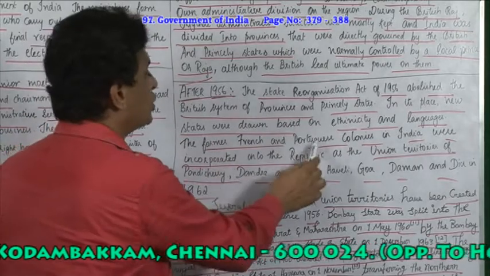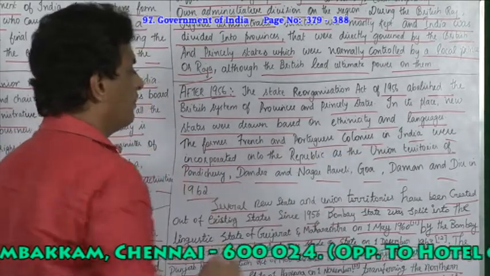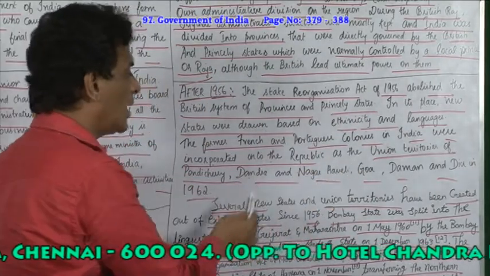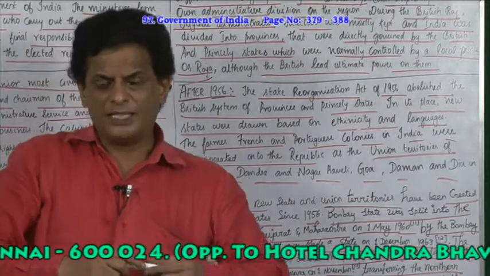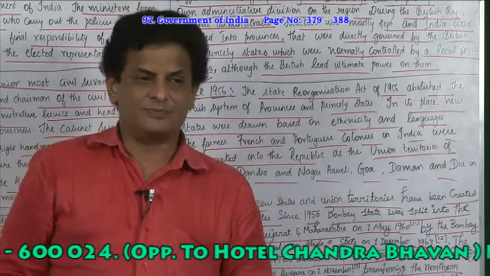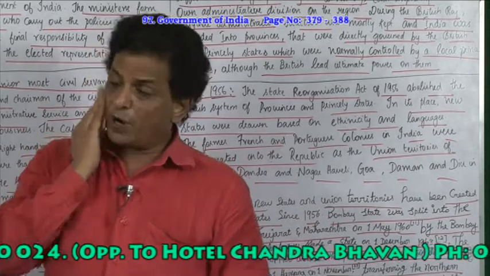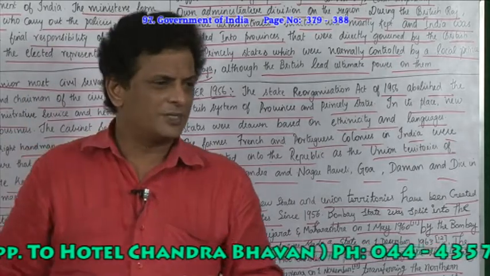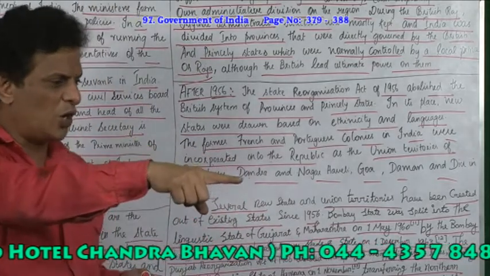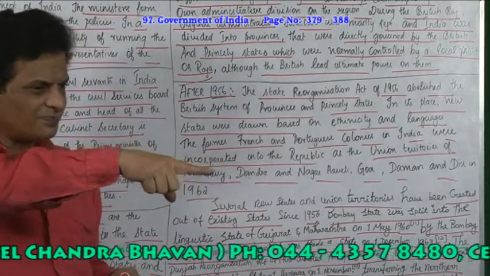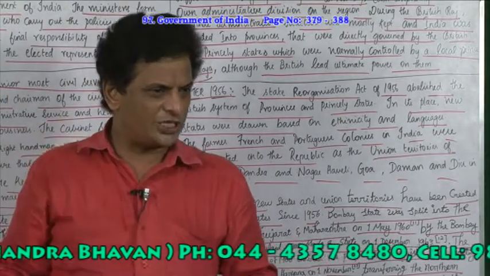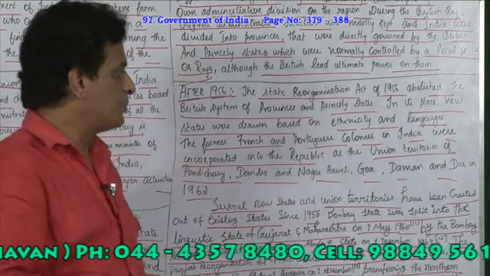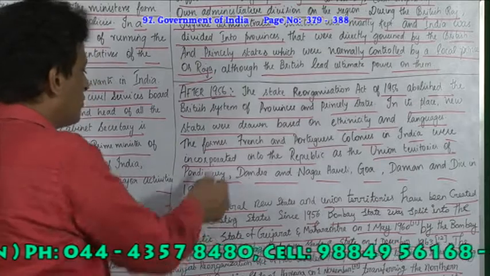The former French and Portuguese colonies in India were incorporated into the Republic as the Union territories of Pondicherry, Dadra and Nagar Haveli, Goa, Daman and Diu in 1962. Mind you, my dear friends, what is this Union territory? Why is it called Union territory? See, Pondicherry is called Union territory because Pondicherry was ruled by the French, and Goa was ruled by whom? Portuguese. So, it was called Union territory earlier, now it has changed. So, all the different colonies which were occupied and ruled have become Union territories.